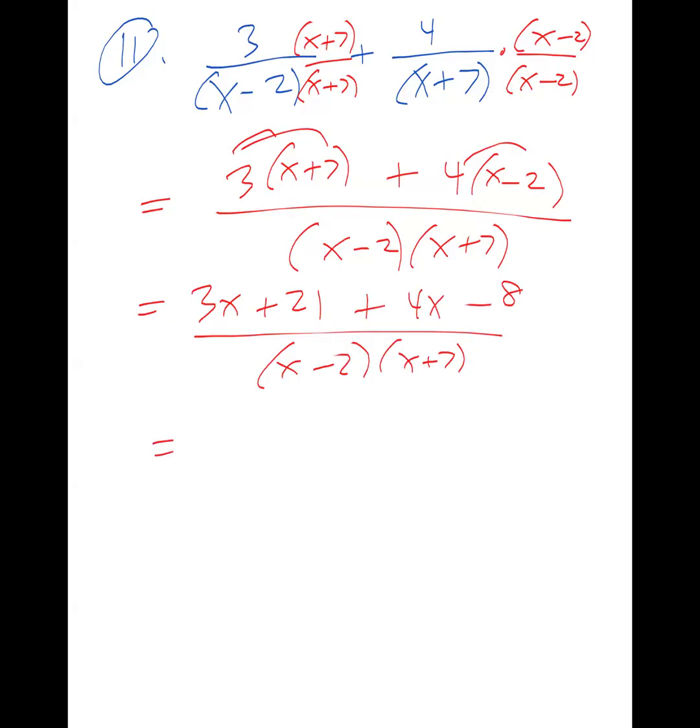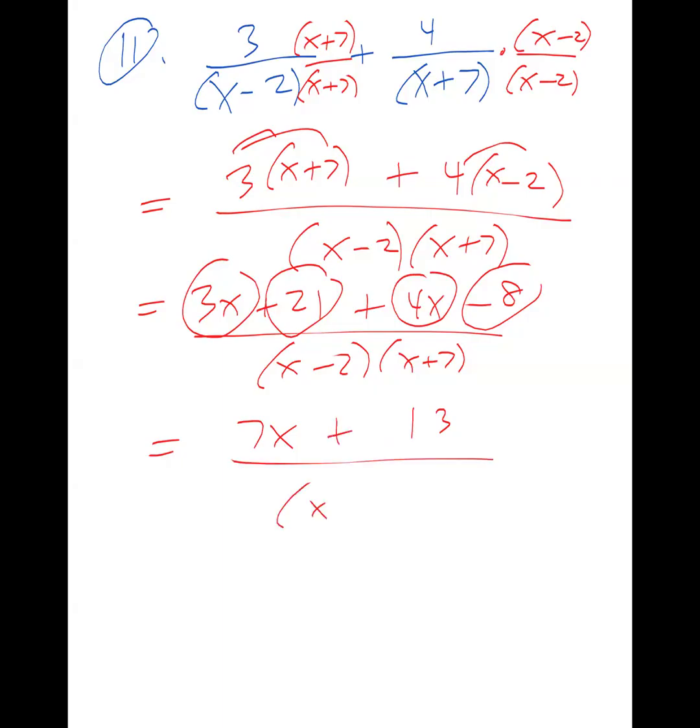So which terms like each other? The ones that are like have things in common. So 3x and 4x, they like each other, so you add them together: 7x. 21 and negative 8, they're both just regular numbers, so they like each other, so they're going to add together. 21 plus negative 8 is 13, right? Oops, I didn't mean to write equals. My fault. Now, positive 21 plus negative 8 is positive 13.